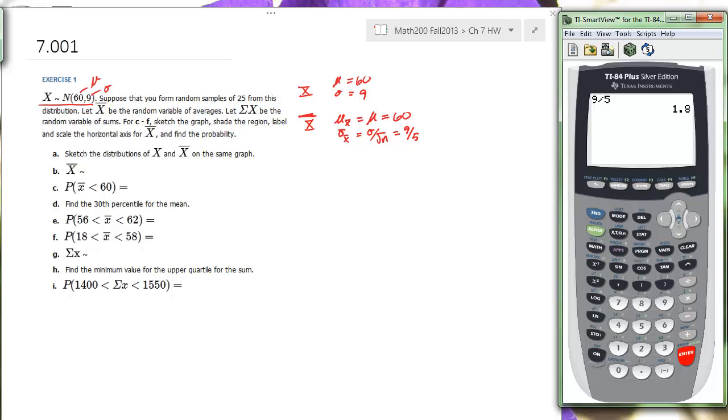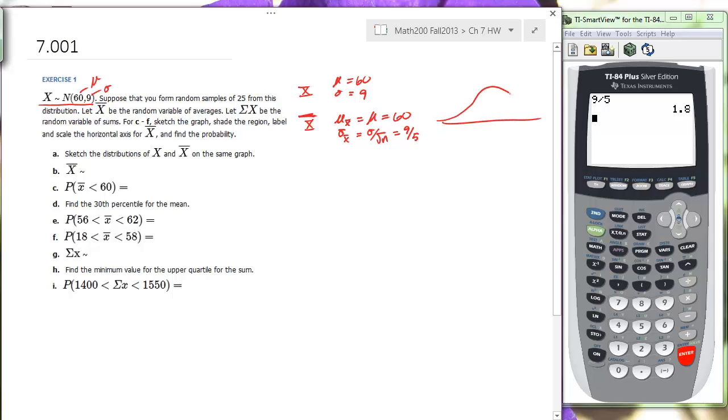So let's see if we can do this on the same graph. Our x distribution would look like this, with a mean of 60. And this is where it changes inflection from being concave up to concave down, the place where your standard deviation is. So 60 plus 9 is 69, and 60 minus 9 is 51. So this is where your standard deviation happens.